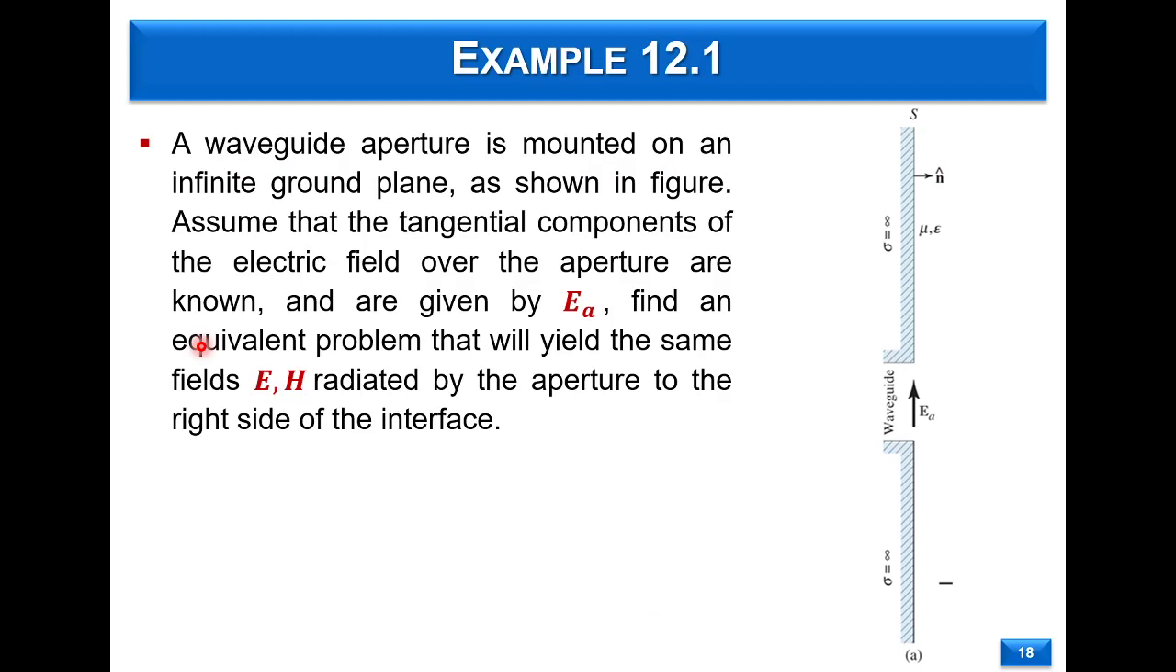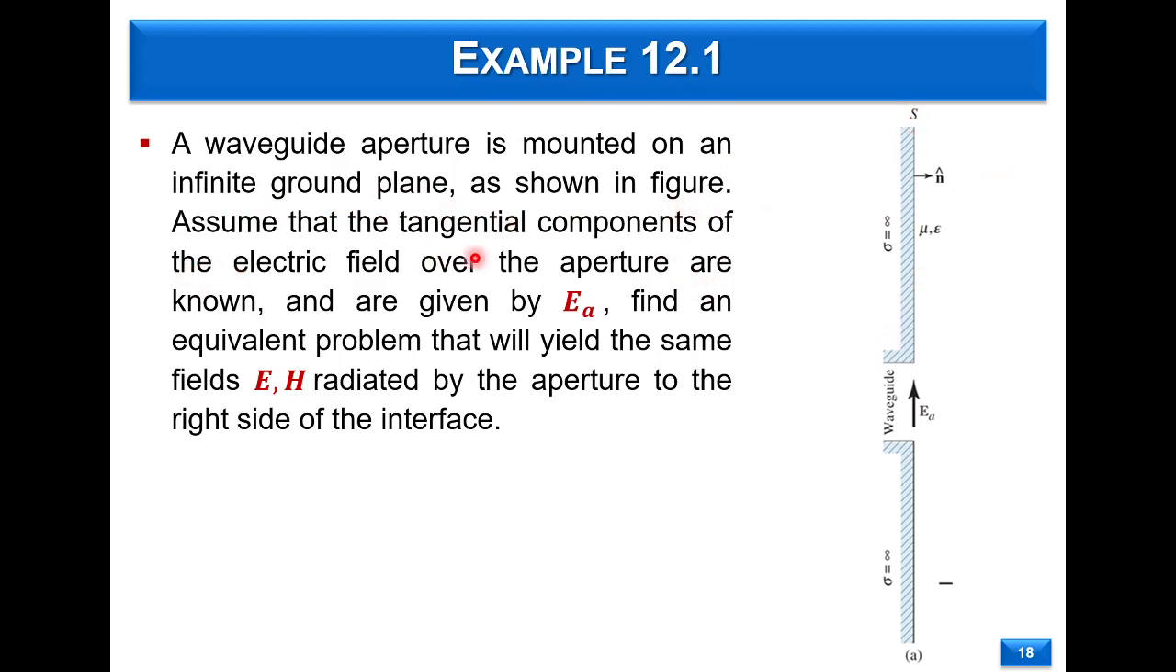So let us have this example here. We have an aperture waveguide, and this waveguide is connected to a grounded sheet. So we have just an opening in a grounded sheet, and this sheet is a conductive sheet. So the waveguide aperture, of course this is a cross section, is mounted on an infinite ground plane. Ground means connected to ground. Infinite plane means it's very long or very large.